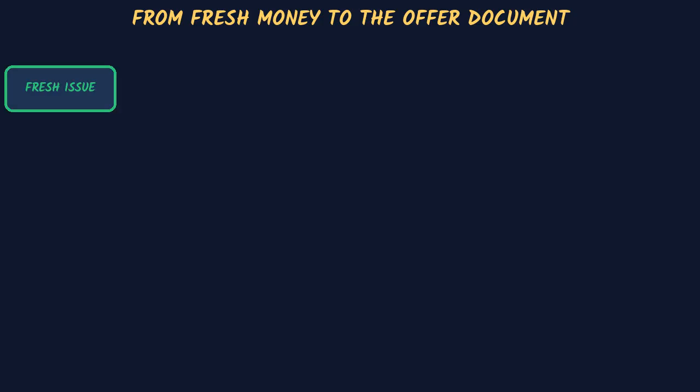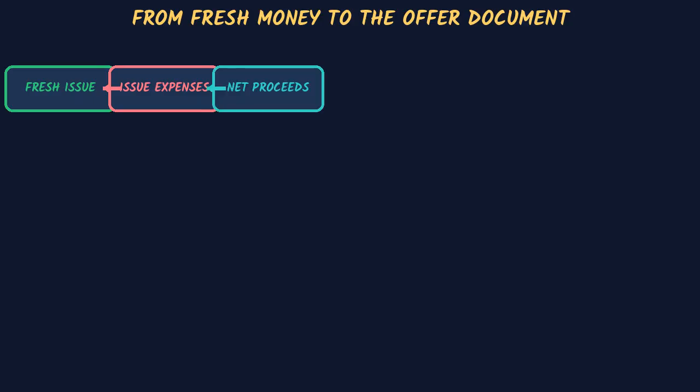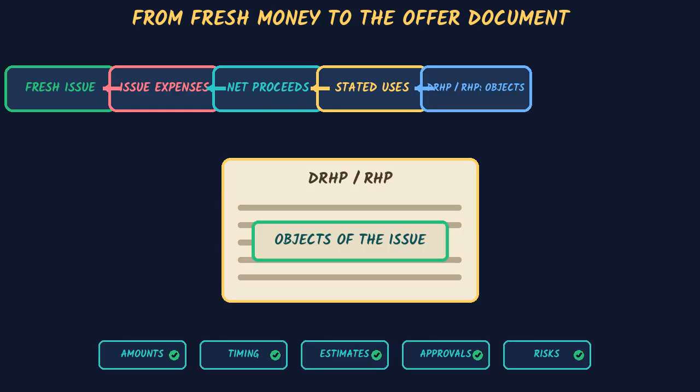Follow the fresh issue money from the company raised to issue expenses, then to net proceeds and stated uses. In the objects of the issue section, translate each line into an operating cycle, a long-lived asset, lower principal, an acquired operation, or controlled flexibility, then inspect amounts, timing, estimates, approvals, and risks. Next, use this vocabulary in the guided DRHP and RHP lesson.